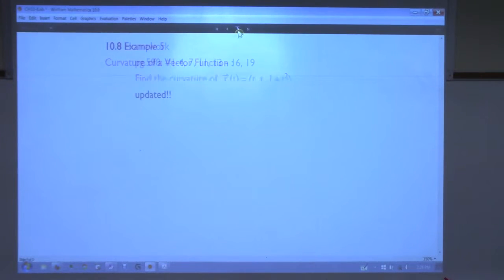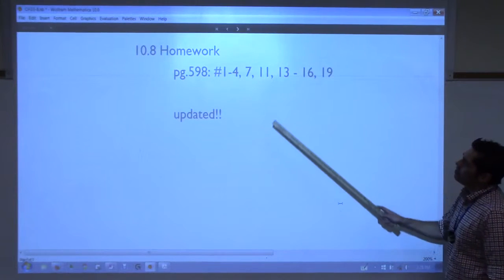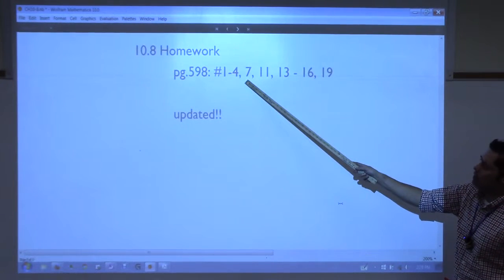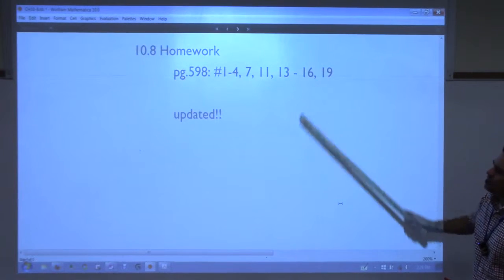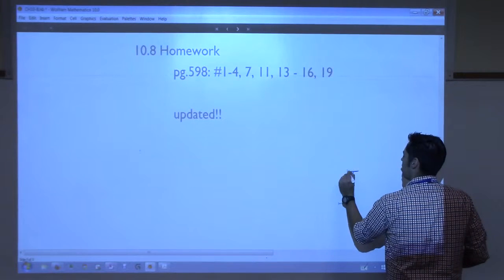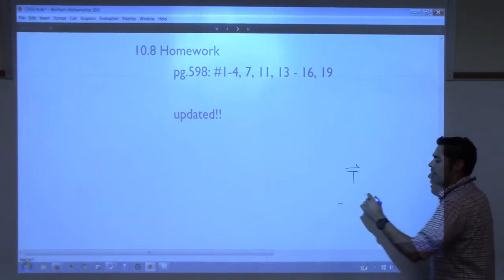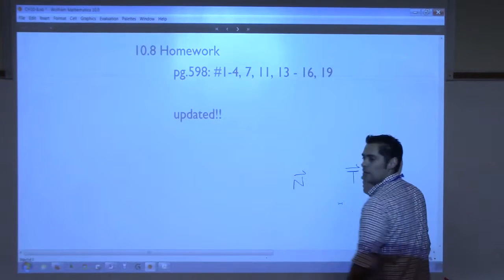And I have an updated homework assignment. This is the updated homework assignment. What I've changed in here is I think I took out number 12, I added number 7, and then 13 through 16, I think I had only asked you to compute capital T in the previous homework assignment. But if you read the instructions, it asks you to calculate capital N.